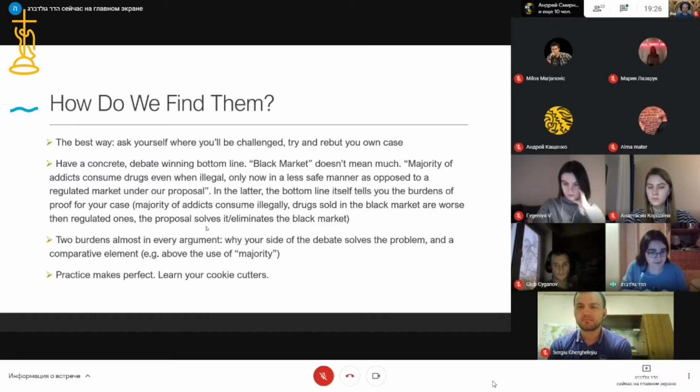Comparative elements can be varied, right? It can be the most important population in the debate. It can be the highest impact in the debate. It doesn't matter, and it varies from argument to argument. But almost every argument will need to have at least one burden that compares it to the rest of the debate, that shows why it is debate winning, comparatively speaking.